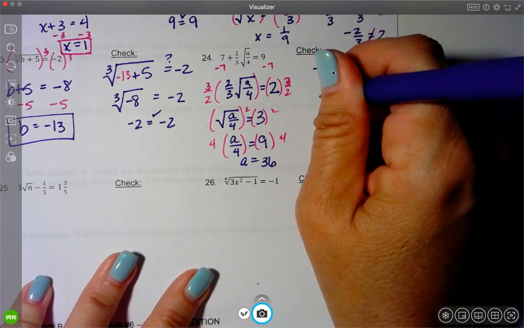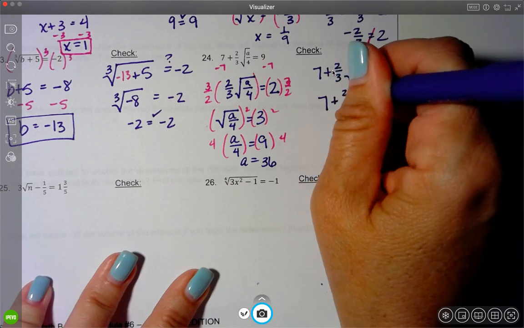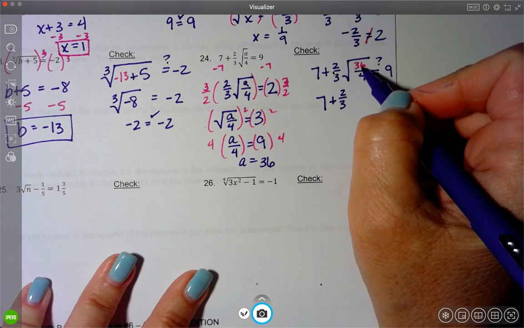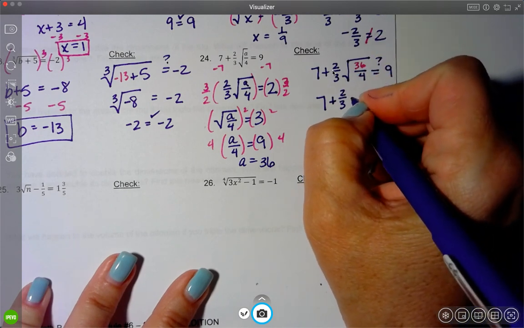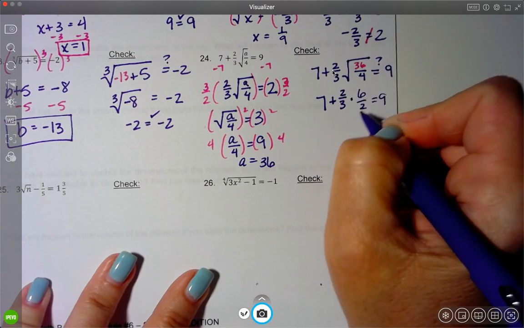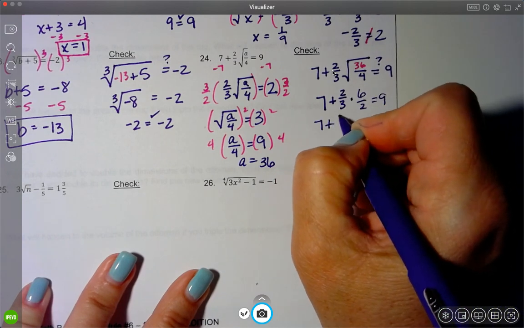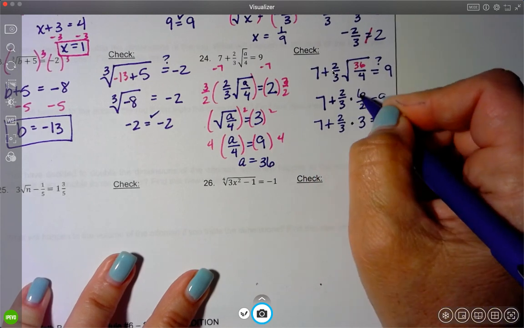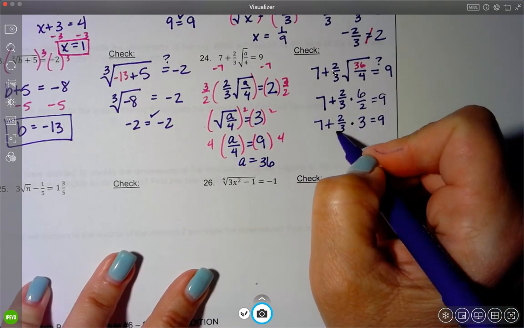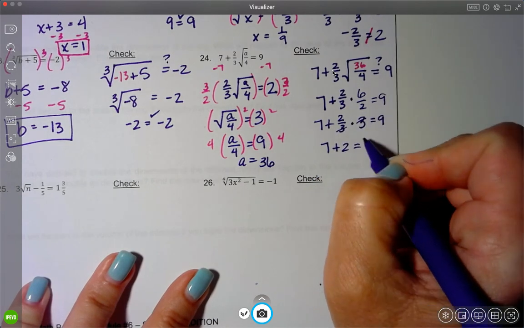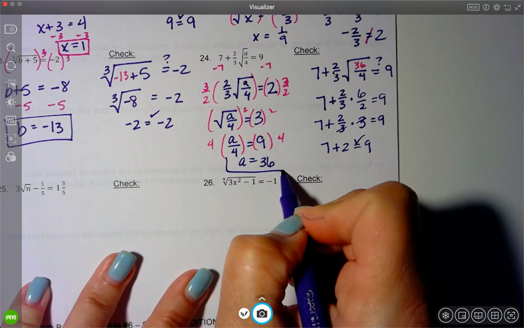So 7 plus 2/3, and then this just happens to be a perfect square, right? 36, square root of 36 is 6. Square root of 4 is 2. So here I have 7 plus 2/3 times 3 equals 9, right? 6 over 2 is 3. And then here I have 7 plus 2 equals 9. Okay, so that works. So this is my solution. a equals 36.